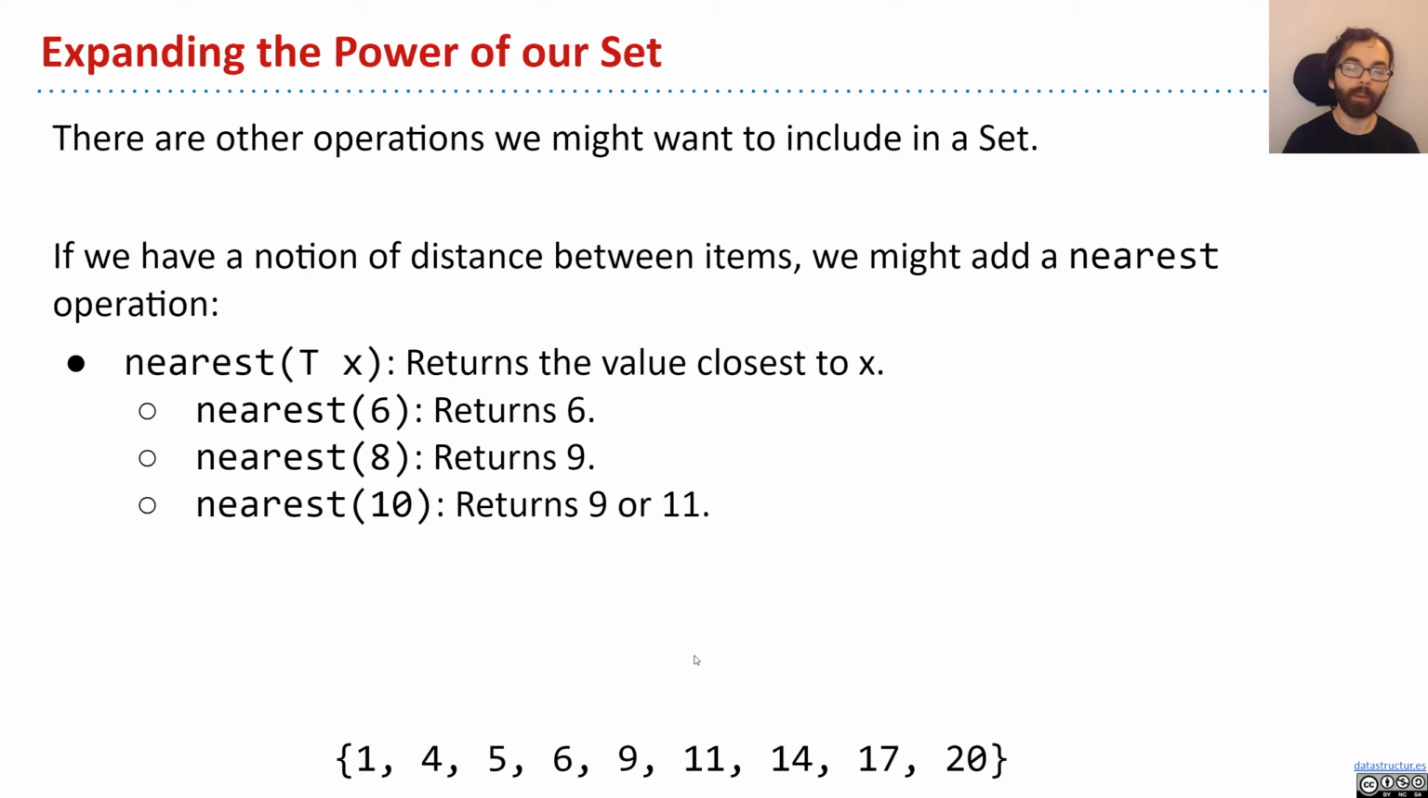And lastly, I'll introduce this idea of nearest. And this is actually going to be pretty important for whenever you're working on your KD tree implementation for project 2. So if we have some notion of distance between items, we might ask ourselves, what is the nearest item? So if I say nearest 6 in the set, well, the closest thing to 6 is 6. The nearest thing to 8 is 9. And the nearest thing to 10 is 9 or 11. Either one would be fine.